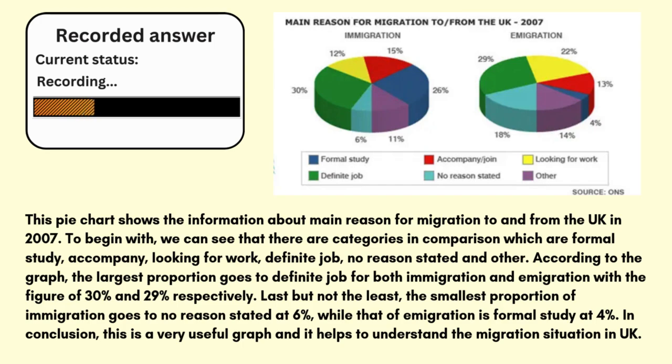According to the graph, the largest proportion goes to definite job for both immigration and emigration, with the figures of 30% and 29% respectively. Last but not least, the smallest proportion of immigration goes to no reason stated at 6%, while that of emigration is formal study at 4%. In conclusion, this is a very useful graph and it helps to understand the migration situation in the UK.